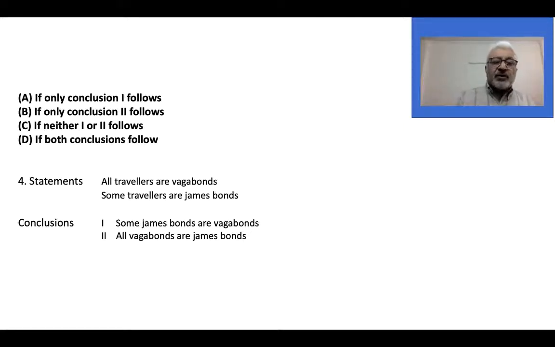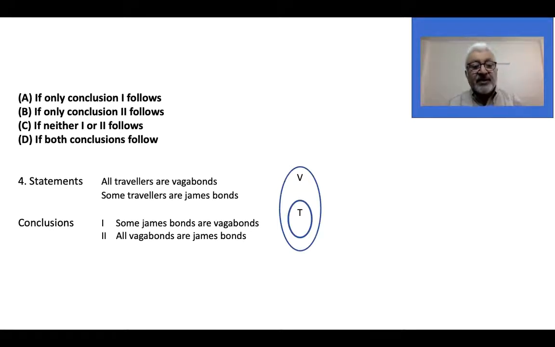Number 4 is talking about two statements again. All travelers are vagabonds. So, does this represent all travelers are vagabonds? Answer could be yes. And it also says that some travelers are James Bond. So we have to show a relation of travelers with James Bond. So can this be a true representation of some travelers are James Bond? Right? Yes, this should be. So can we say that some James Bond are vagabonds?